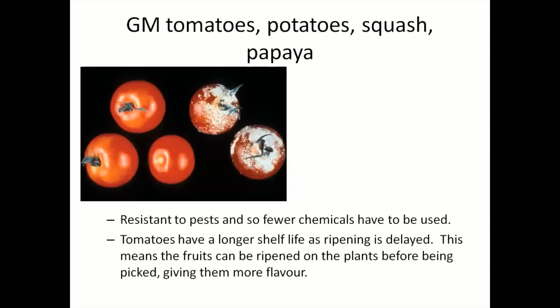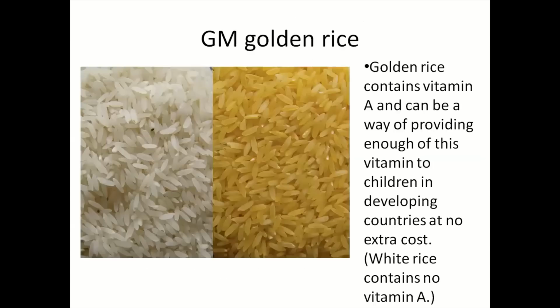Genetically modified tomatoes, potatoes, squash, and papaya are resistant to pests, and so fewer chemicals have to be used. Tomatoes have longer shelf life as ripening is delayed. This means the fruits can be ripened on the plants before being picked, giving them more flavor. Genetically modified golden rice contains more vitamin A when compared with white rice, and it can be a way of providing enough of this vitamin to children in developing countries at no extra cost.